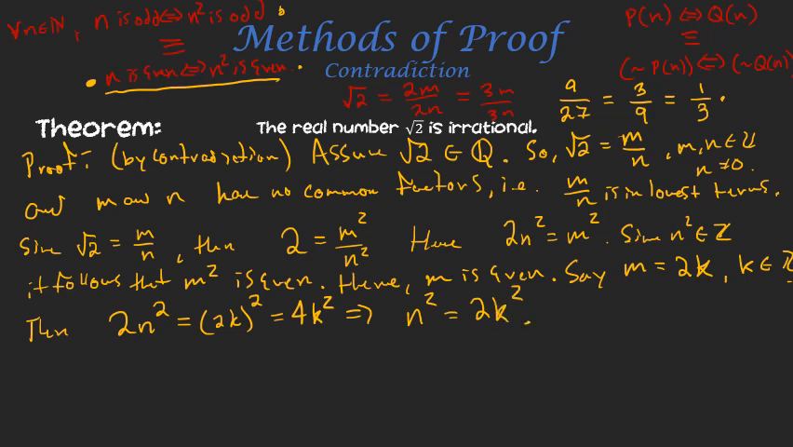Now look at this, I have n squared written as twice an integer. And so n squared is even. It follows that n is even.